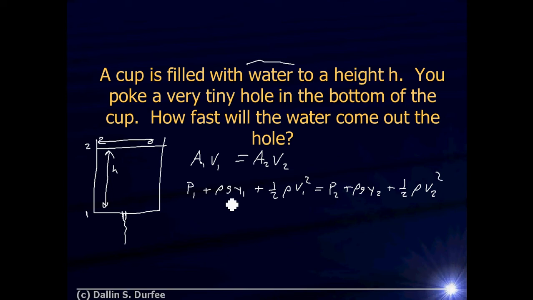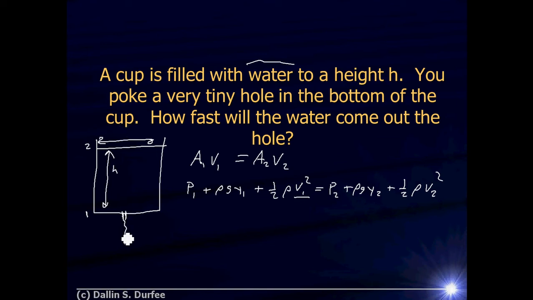Okay, so let's look at stuff here. What is it that I want to find? I want to find how fast the water is coming out of the hole. So I want to find V1 right there. What do I know? Do I know the pressure at the top? Well, presumably the cup is open to atmospheric pressure, right? So it'll be atmospheric pressure at the top.